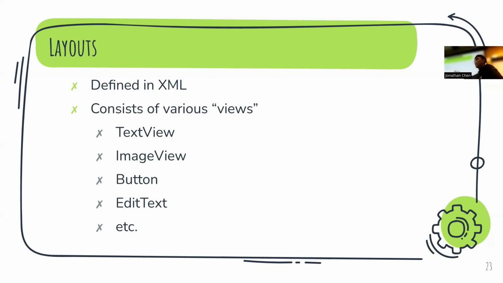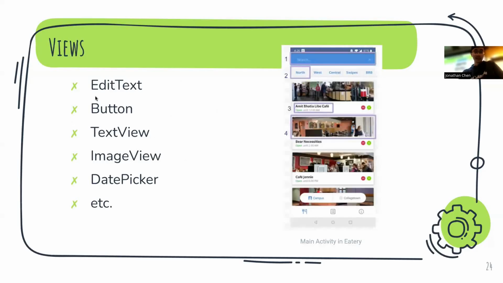So like a text view, does anyone want to throw a guess? What does that do? Go ahead. Sorry? Yeah, for text. And then image view, I'm sure you guys can pick up the rest of that. But yeah, so how those show up on the actual screens.